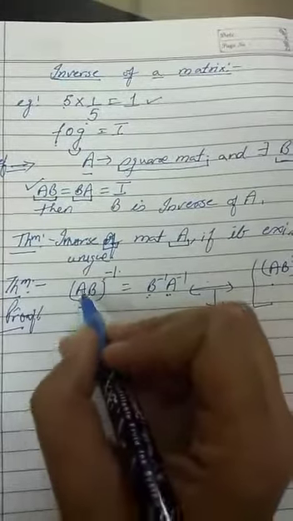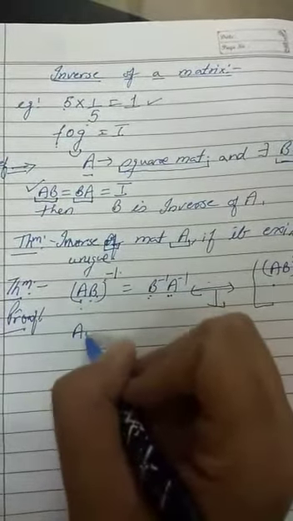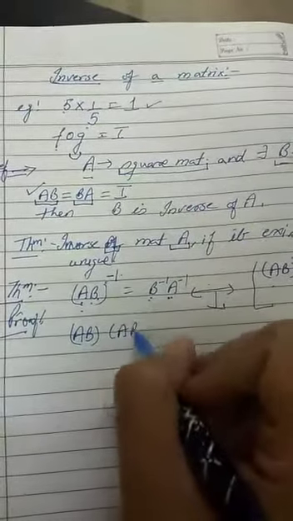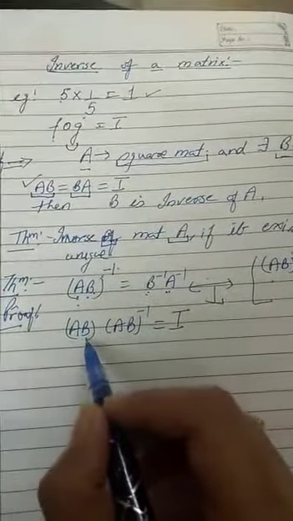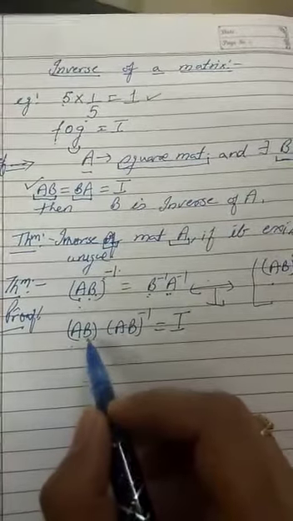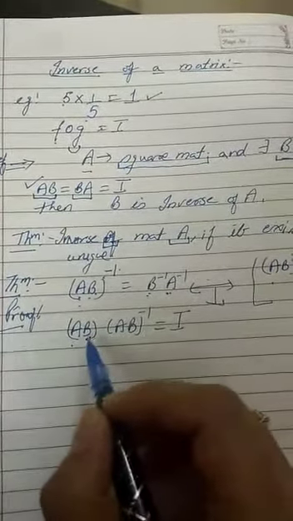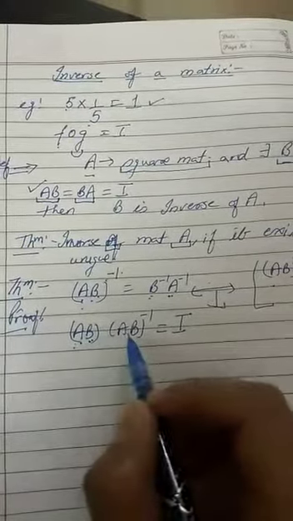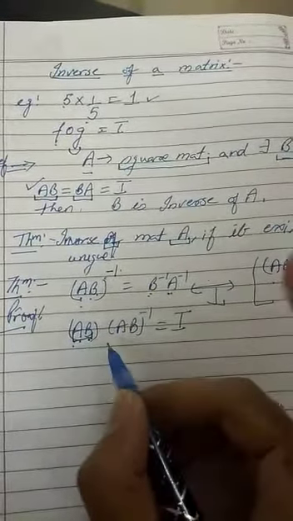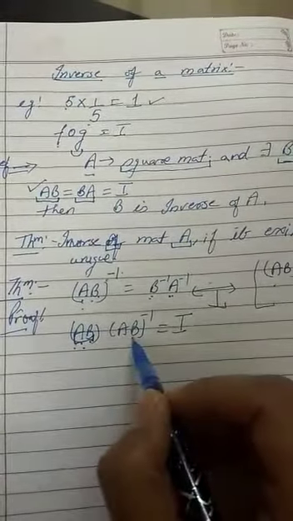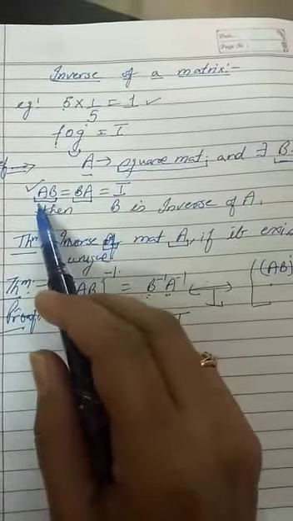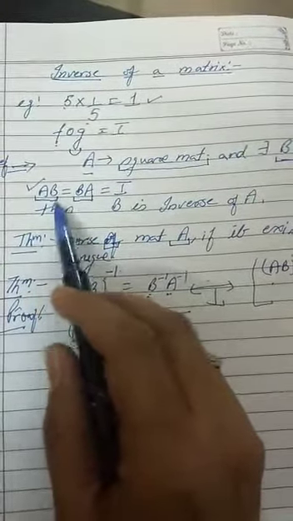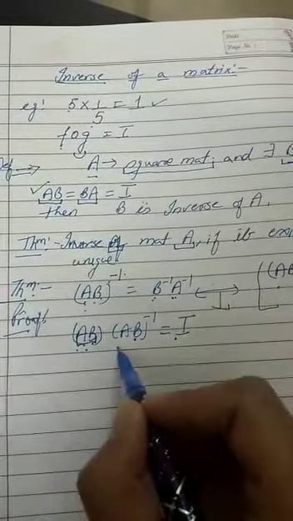We know that AB into AB whole inverse, according to this statement, will be equal to I. How? If A and B product is possible and the AB product is invertible, then AB into the inverse of AB, where we are treating AB as one matrix now, will be equal to I. According to this, if A is invertible and B is another matrix, then AB will be equal to I. The same concept we have applied here.